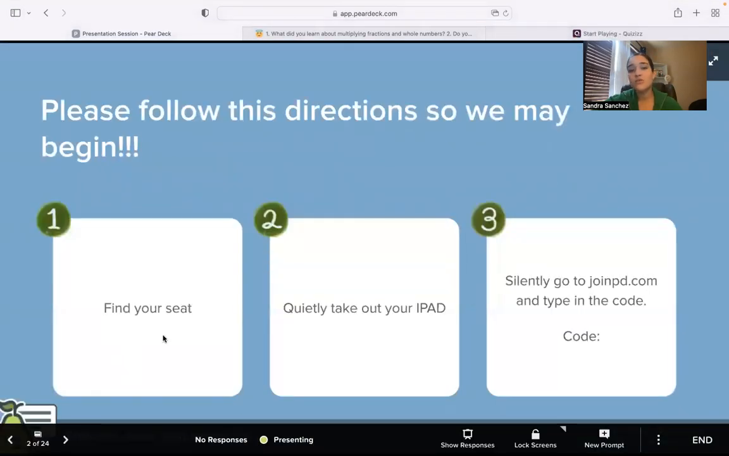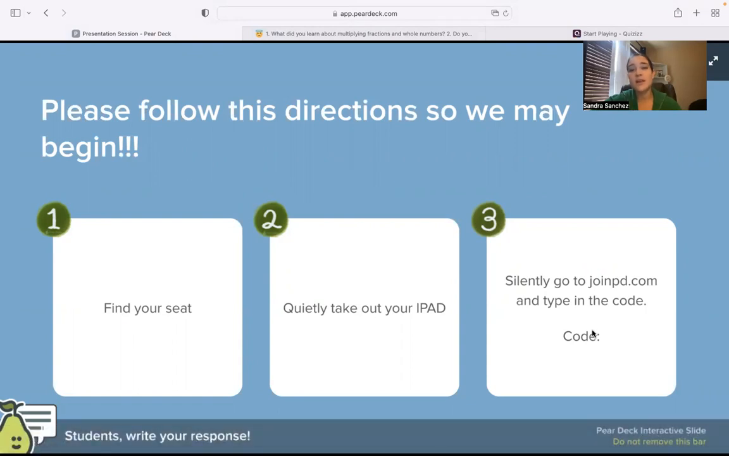Before the lesson starts, students should know to find their seat, to quietly take out their iPad and go to joinpd.com and use the code I will provide for them during that lesson. And that should take them directly to the Pear Deck slide presentation. They should also know that during math, they should take out their journals and a piece of paper to work on.